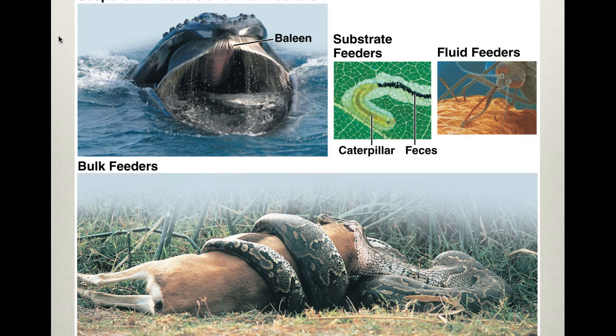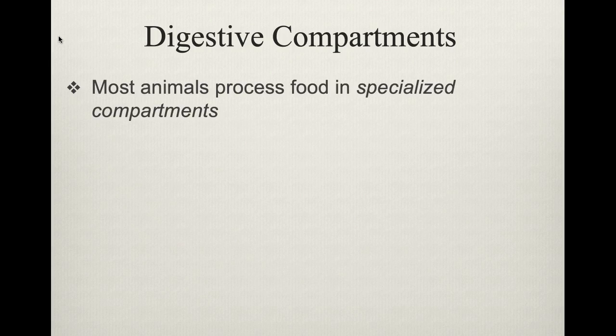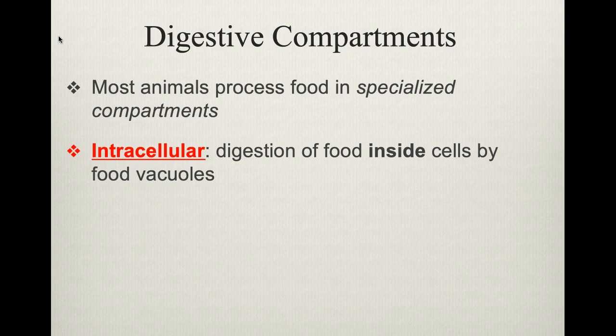So again, these are 4 main ways that animals feed or ingest. Most animals process food in specialized compartments, and there are 2 different compartments that an animal can have. One type is an intracellular digestive compartment, and this is where digestion of food takes place inside the cells by food vacuoles, or lysosomes with special enzymes inside for breaking down food.